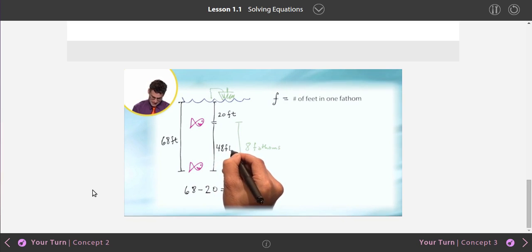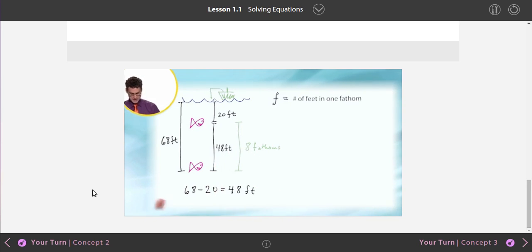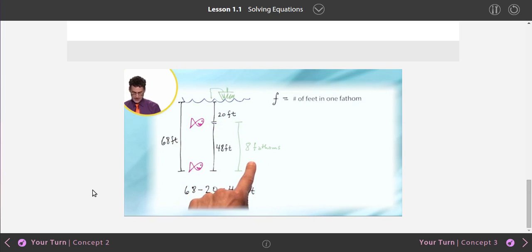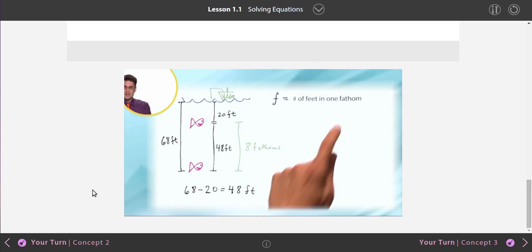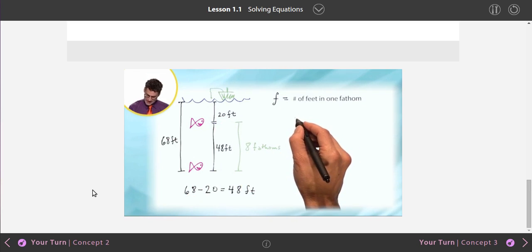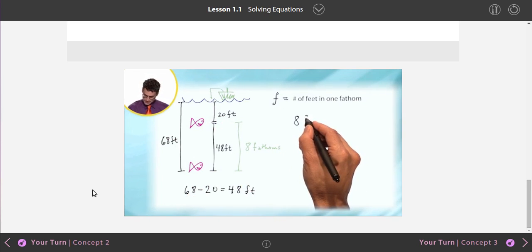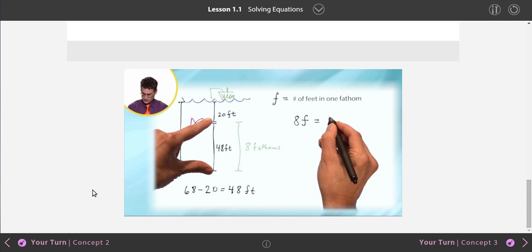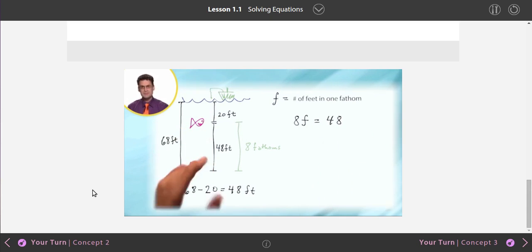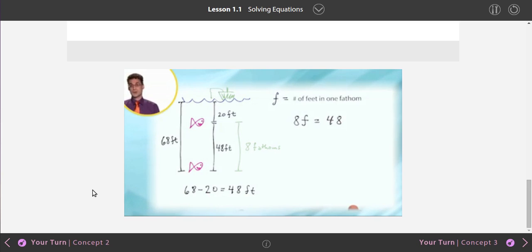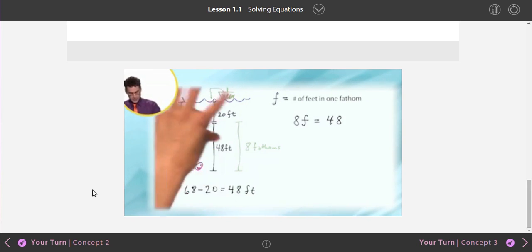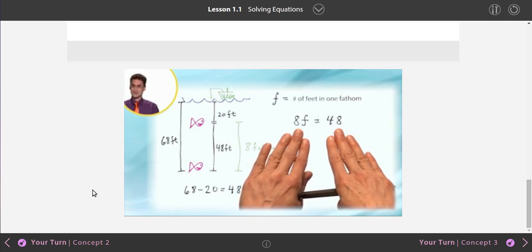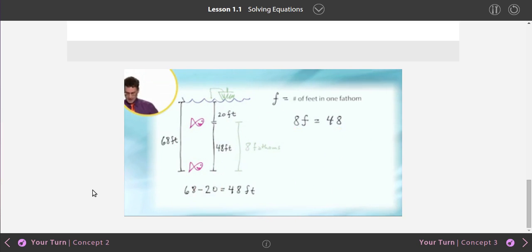And look, the equation almost kind of pops out at us, because we know that 48 feet will equal 8 fathoms. And if F is the number of feet in 1 fathom, that means that if I take 8 and multiply it by the number of feet in 1 fathom, it has to equal 48. To me, this is the hardest part of this riddle, which is to figure out from all the words what the actual algebra equation is. Well, now we can solve it. You know how to do that.